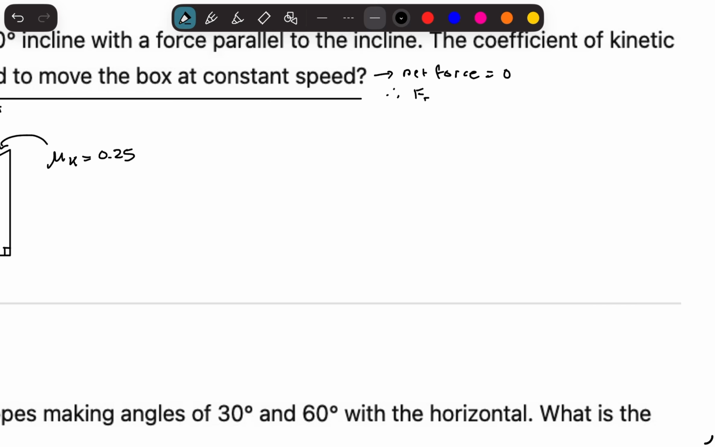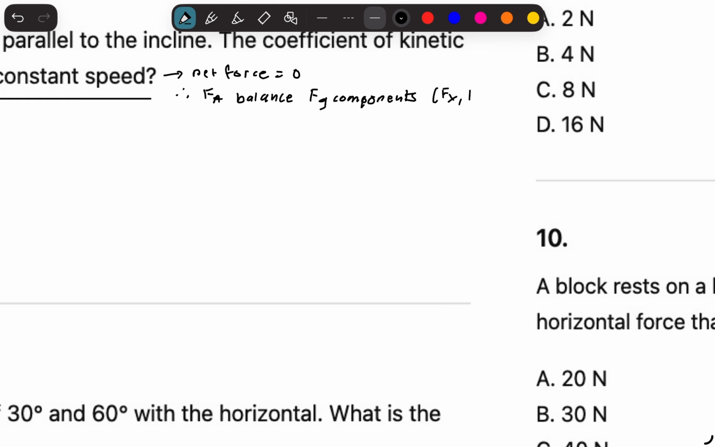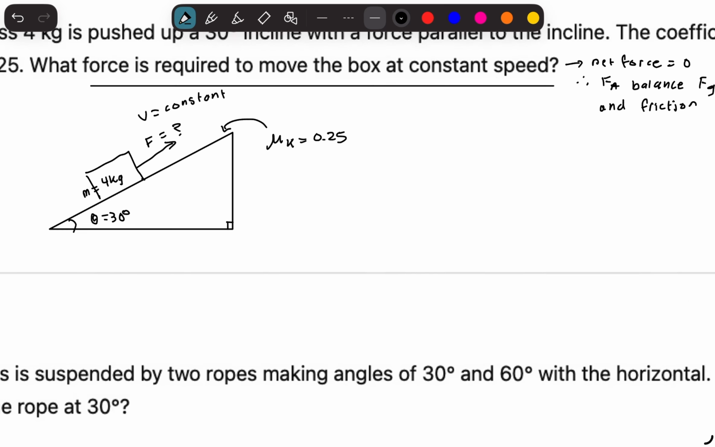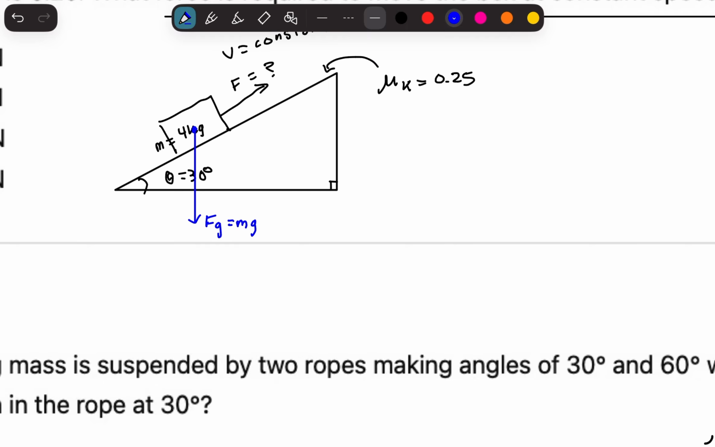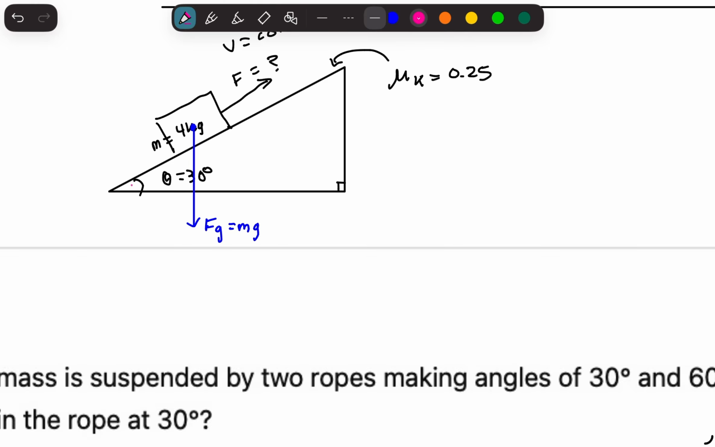Therefore, your FA is going to balance your FG components, which includes Fx and Fy, and also friction. So our gravity is acting from the center of mass, and force of gravity is equal to mass times gravity. But our axis, we're going to make this adjusted to be this. So this is going to be our axis.